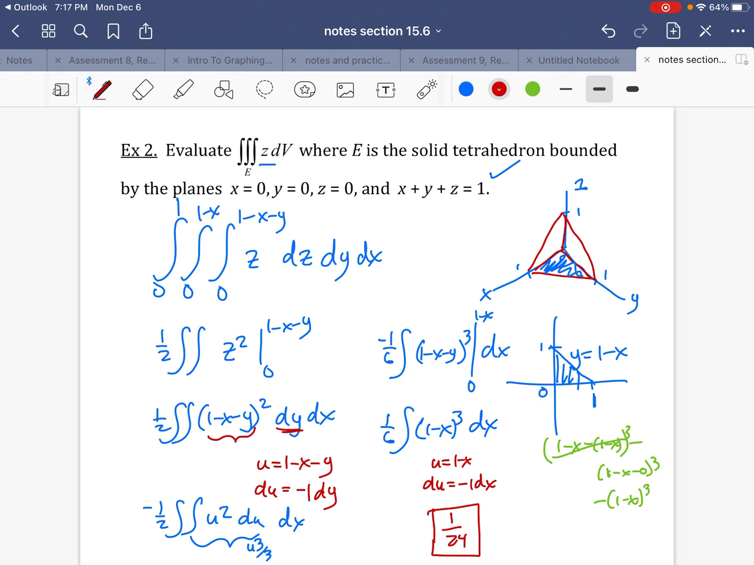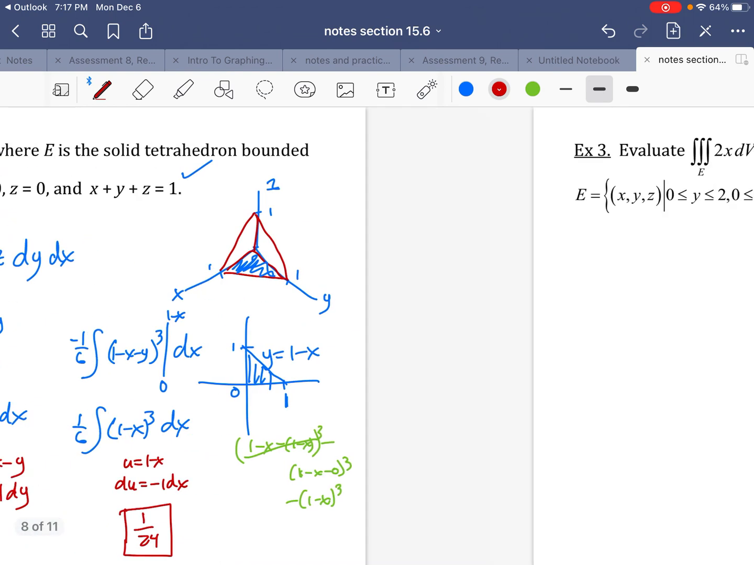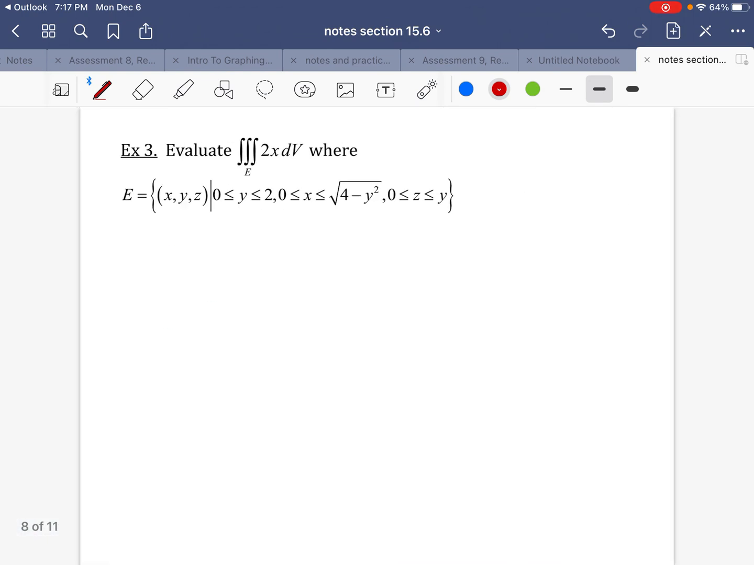In class today, 2021, I had said the answer was 4. I was looking at the wrong part of my paper. I was looking at the next problem. The answer is 1/24, and I should have been looking in this other place. So anyway, that's the answer. So make that fix, please.